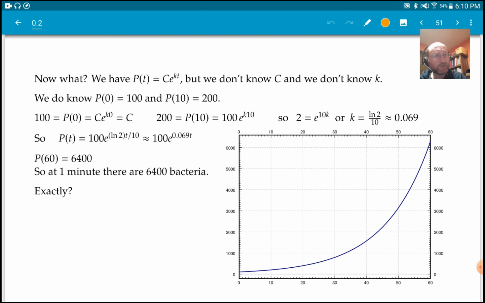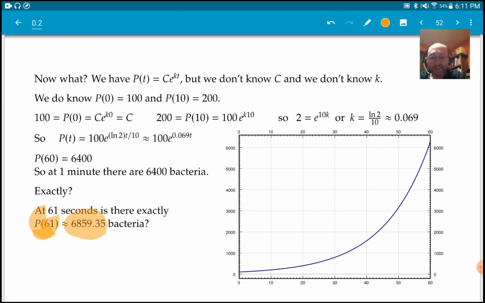And I'll give you one reason why this formula cannot be exact. Because the number of bacteria is always a whole number, at least. And so it would really make no sense if at 61 seconds you'd get 6,859.35 bacteria, right? That would be like a third of a bacteria. So it can't possibly be exact, but even if you rounded it, it won't be exact. This is an approximation. You'll always get an approximation.